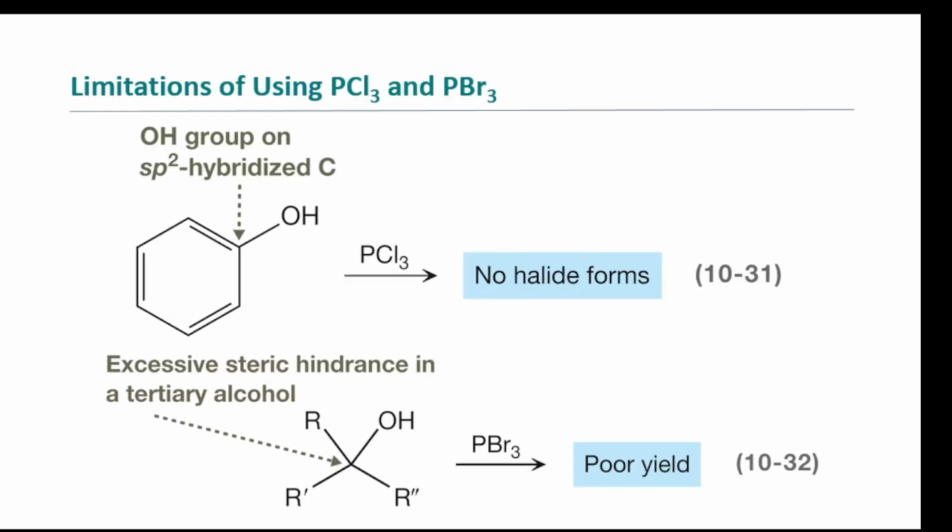Okay, so let's talk about some of the limitations of using PCl3 or PBr3. So the OH group is on an sp2 hybridized carbon. We will never form the halide. Okay, and again, that's because of that resonance stabilization that happens there and the conjugate ring here. So there's also excessive steric hindrance in a tertiary alcohol.